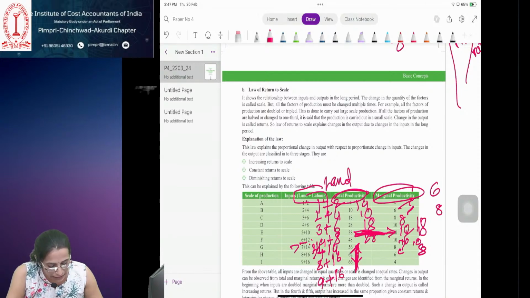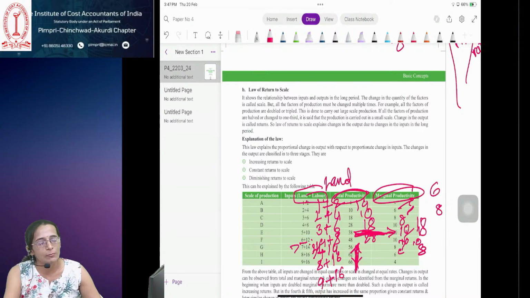Now what impact it is bringing on the marginal productivity, we will see this. Explanation, what impact it is bringing, what we saw with the help of the table. As the input increases, the marginal productivity also increases at an increasing rate, and as the input again increases, marginal productivity increases at a constant rate, and then marginal productivity increases at a decreasing rate. So what are increasing, constant and decreasing rate?